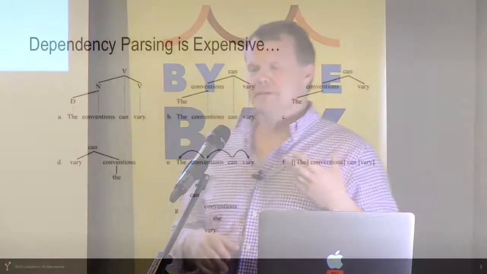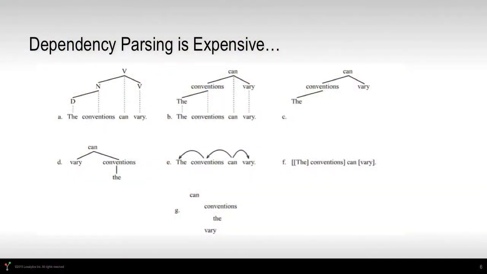So you have to be able to tear these sentences apart and associate things. And dependency parsing is expensive. It's computationally expensive. There are different ways to do it that are less computationally expensive, and we're going to be talking about one of those ways.